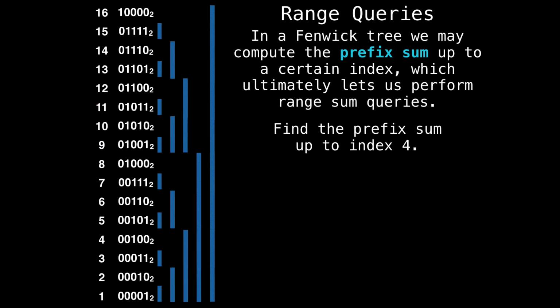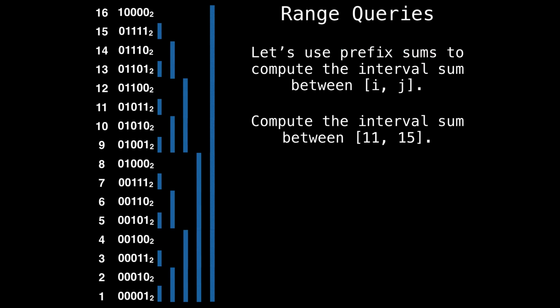Okay, cool. And one last one, let's find the prefix sum up to index 4. So we start at 4. 4 has a range of responsibility of exactly 4, so we're already back down to 0, so we can stop. Okay, let's pull this all together and try to do an interval sum between I and J.